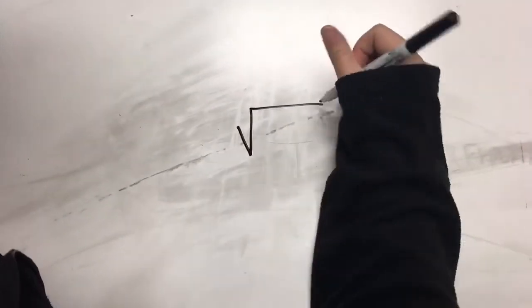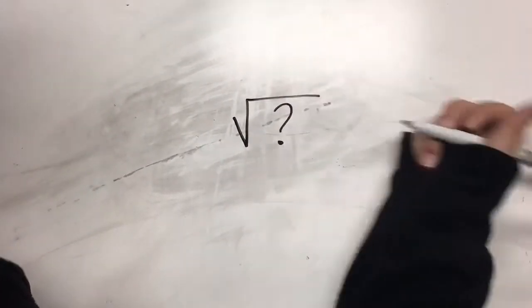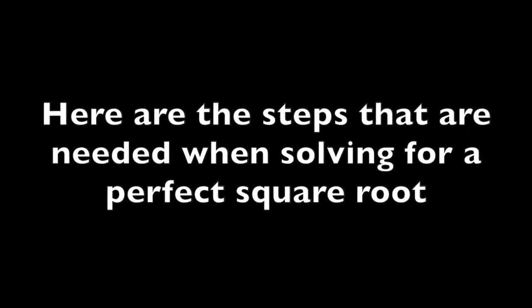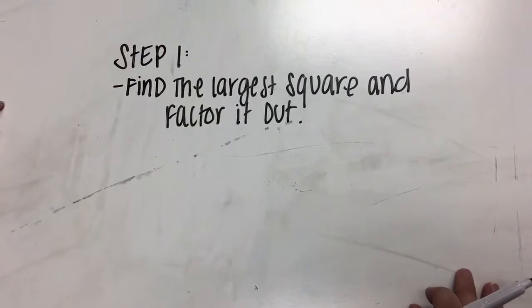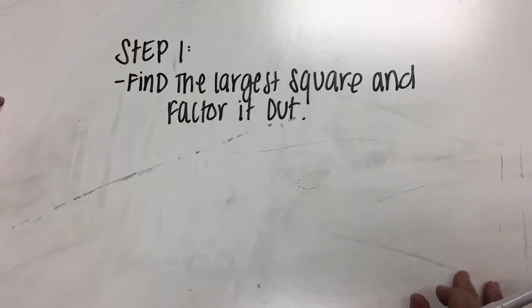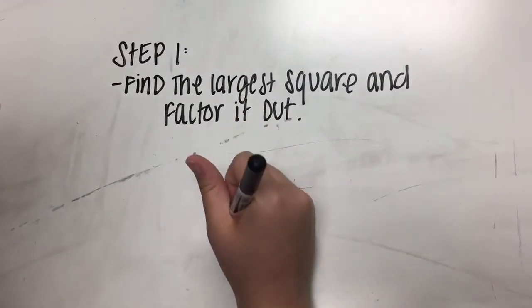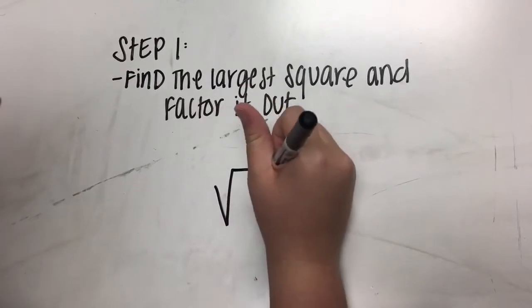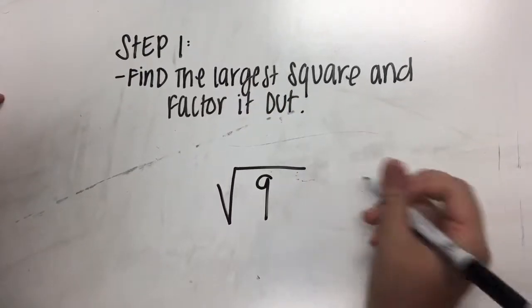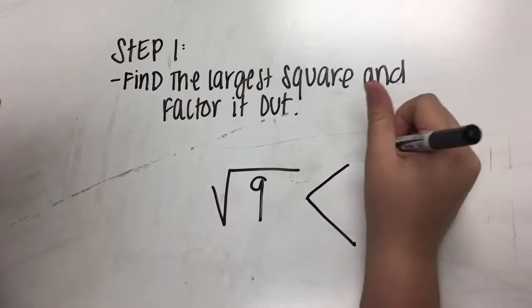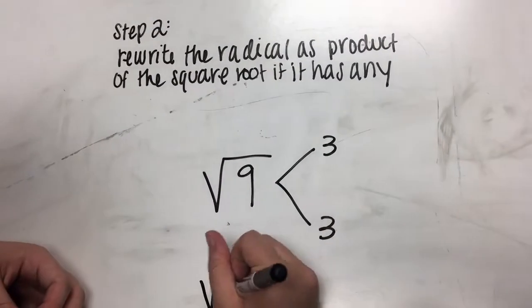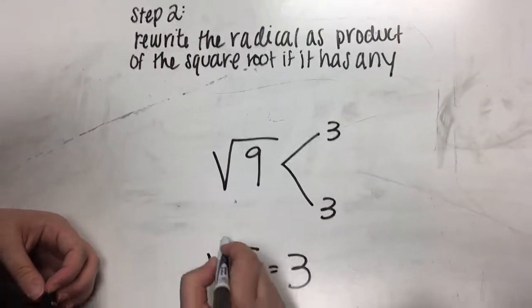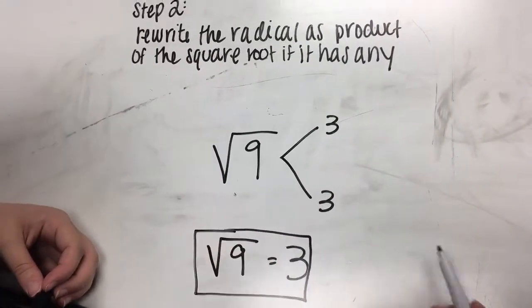A radical is a quantity expressing a root of another. Step 1 is you find the largest square and factor it out. For this example, we're going to be using the square root of 9. Then we're going to factor out 2 3's. Step 2, you're going to rewrite the radical as a product of the square root. Here it would be square root 9 equals 3.